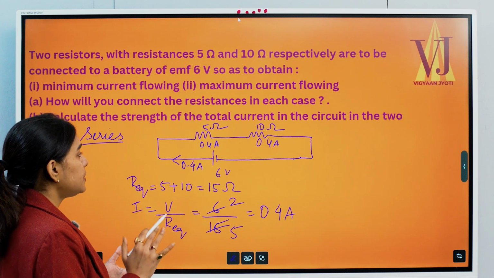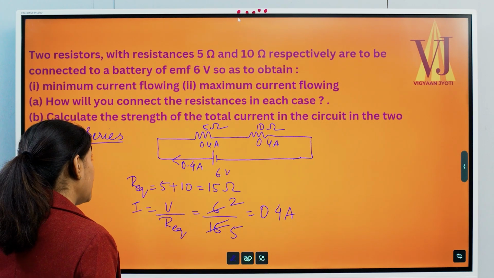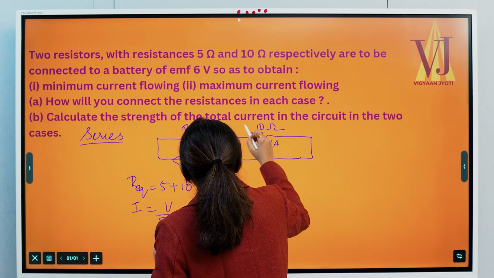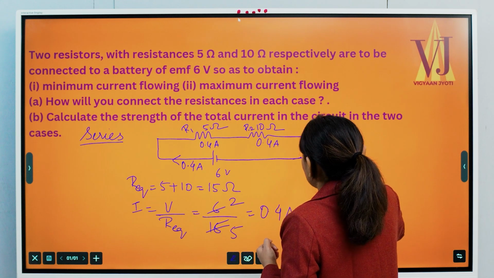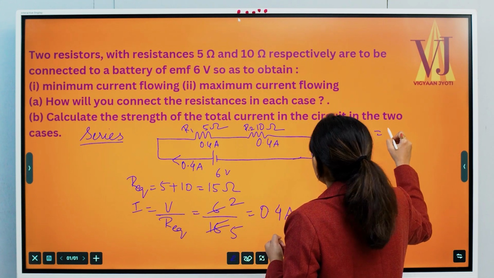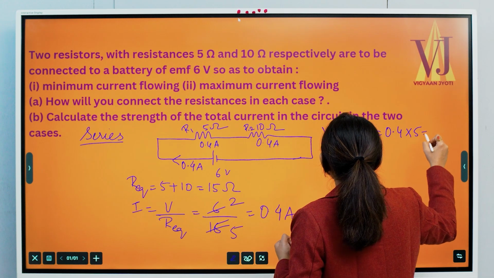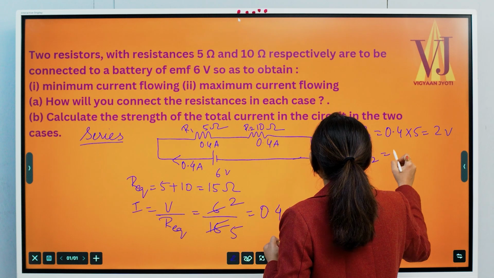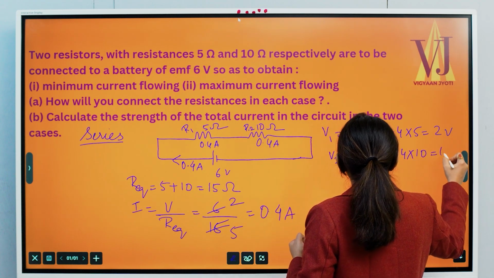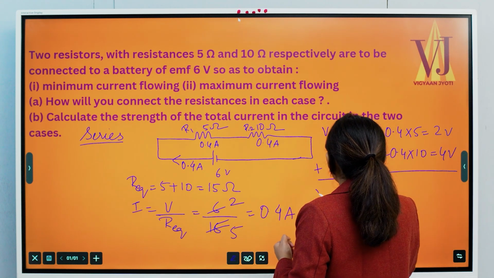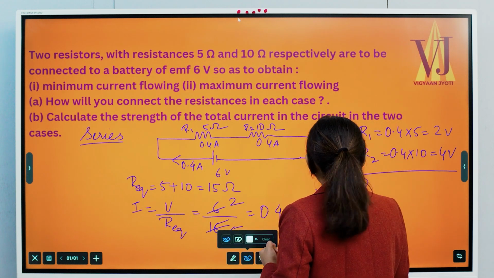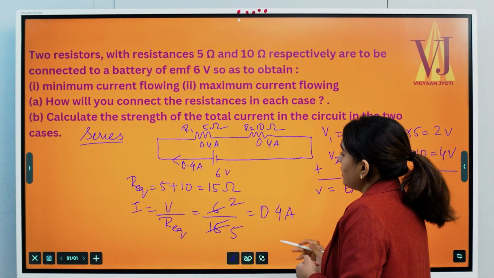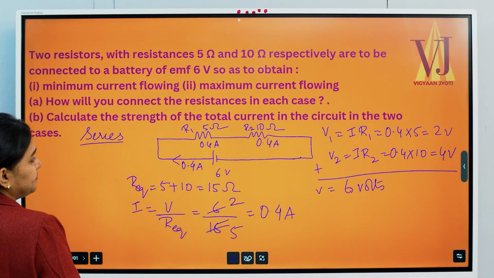Specific current we know, specific voltage we don't know. So we will see what the voltage is here. This is my R1 and this is my R2. So V1 is equal to I R1, which is 0.4 into 5, so that means it's 2 volt, clear? And V2 will be I R2, that is 0.4 into 10, that means 4 volts. Hence my total voltage is equal to 6 volts. Clear? It's pretty easy. Okay, so that's all, fine.